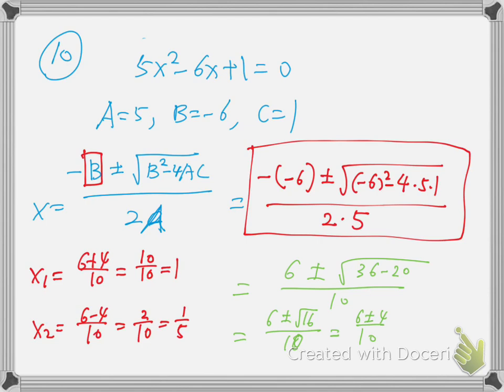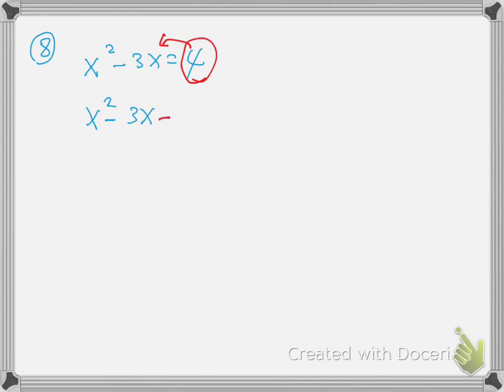Now for 8 and 9, you have to move terms and then write down a, b, c. So number 8, x squared minus 3x is 4. So c is not 4. You have to move this to the other side by changing the sign. So we got x squared minus 3x didn't move, and then 4 moved and became negative 4.